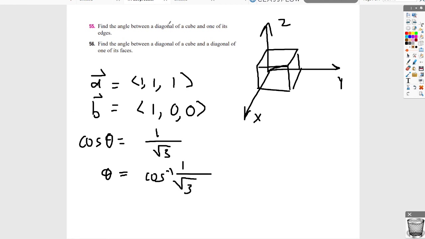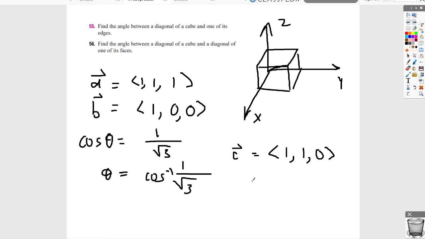Now, same thing with 56, the diagonal of a cube and the diagonal of one of its faces. Wherever you go for the face of the cube, the diagonal of one of its faces will only go in 2 directions. So let's say we have a vector C is 1, 1, 0. So it will only go in 2 directions, 1 and 1. That's how you do a diagonal of one of the faces. It could be 1, 0, 1. It could be 0, 1, 1. It could even be negative, I think. But it could only be one of its faces like that. It could only happen like that.